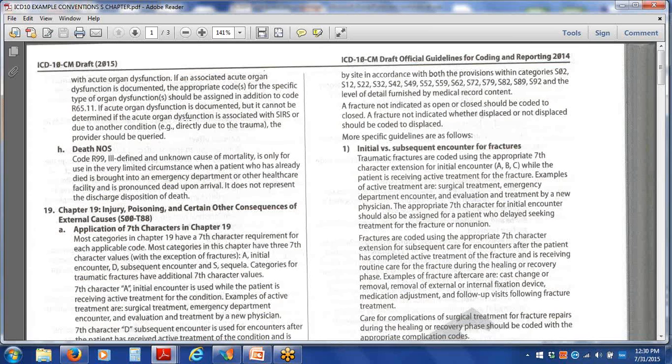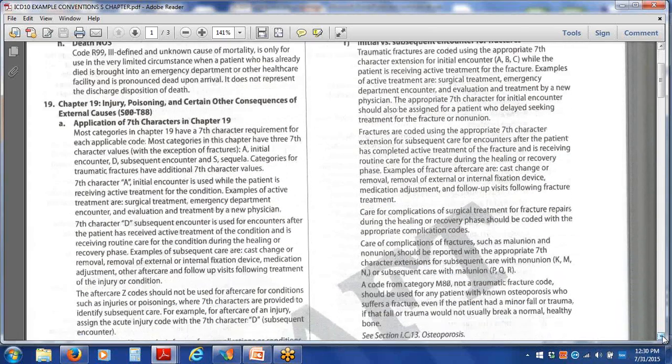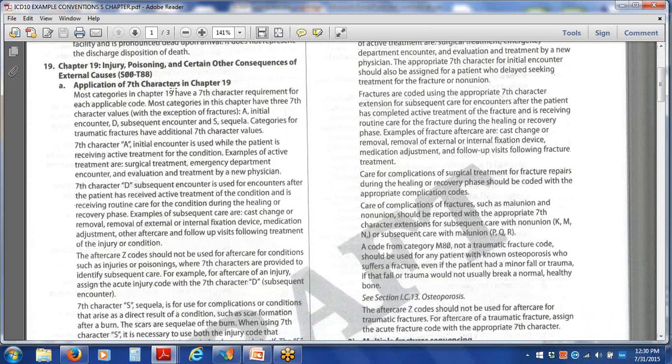These different chapters will give you specific things you need to know about the chapter. One of the things you're going to see in chapter 19 is the application of the 7th character. Most of the categories in chapter 19 have a 7th character requirement. I'm going to show you some examples. These are what we call the extensions. The extensions are the 7th character, and the most common ones are A, D, or S.